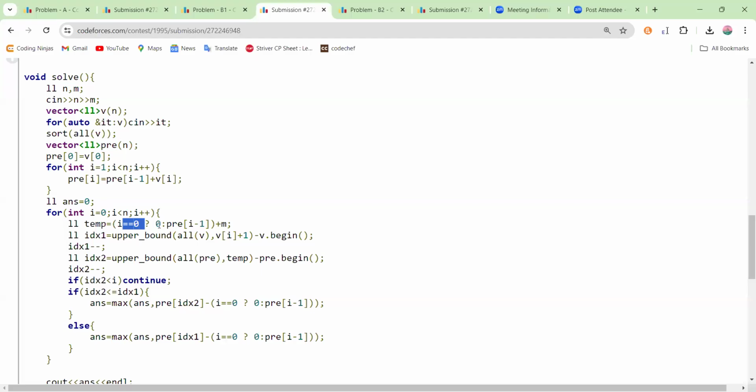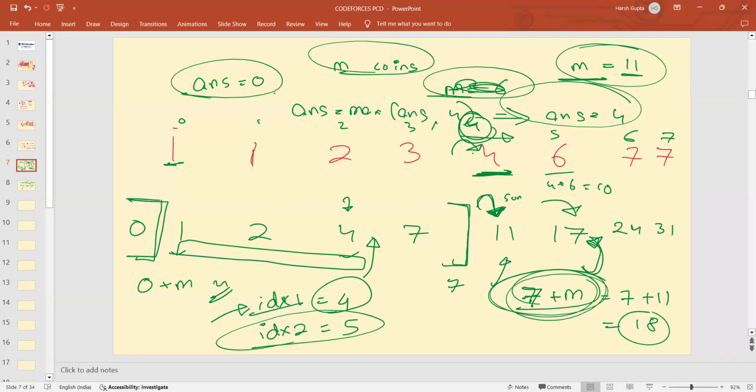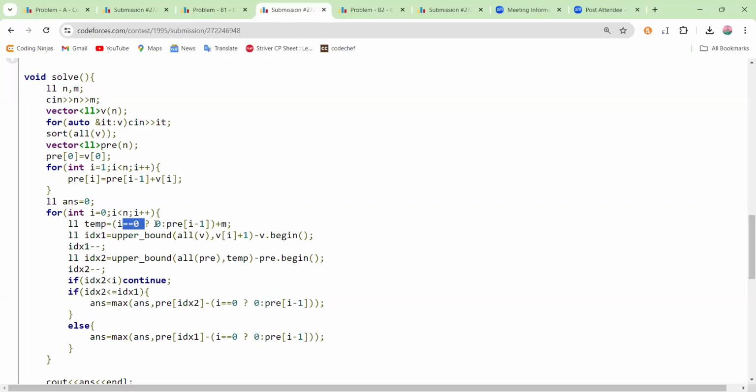If I is 0, it will be 0 plus m. And if I is not 0, it will be prefix of I minus 1 plus m, because we are starting from this particular point. But our prefix array already has some sum calculated till this point, isn't it? So if we are starting from this point and we can take at most m petals, then in the prefix array that value will be the already calculated value before plus m. So if I is 0, then 0, otherwise prefix of I minus 1 plus m.